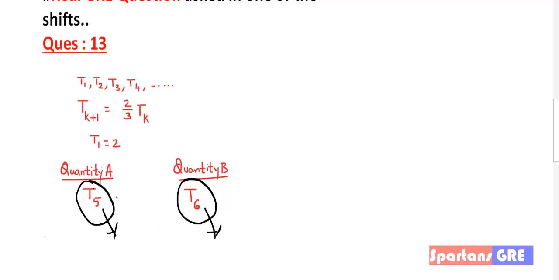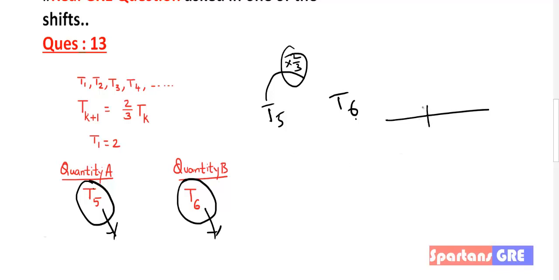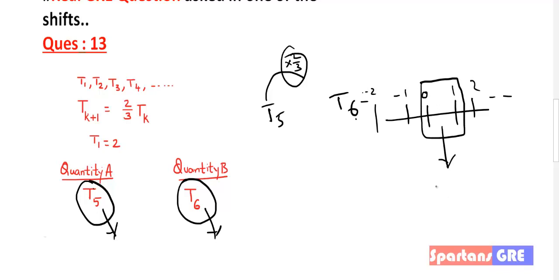Thing is, to move on to the next term, suppose we have T5 and the next term is T6. How you are getting T6 is, you are multiplying T5 with 2 by 3. Remember one thing, whenever you are multiplying any number with a number lying between 0 and 1, its value will decrease. In the number system, we have 0 here, we have 1, we have 2 and so on. From here minus 1, minus 2 and so on. Pay special attention to these numbers, the numbers lying between 0 and 1. Whenever you multiply any number with these numbers, the value will decrease.